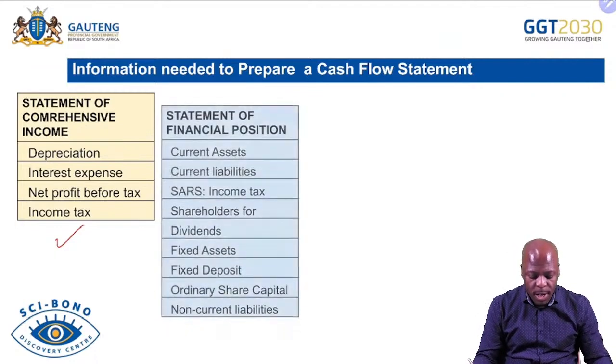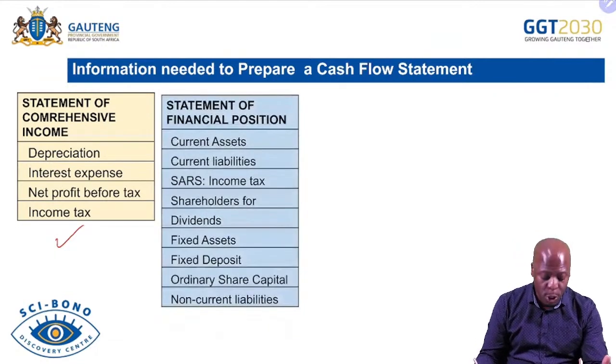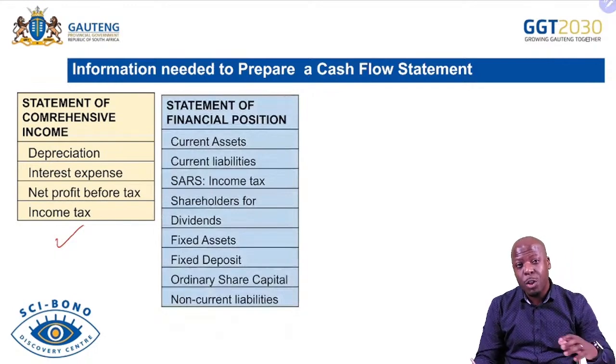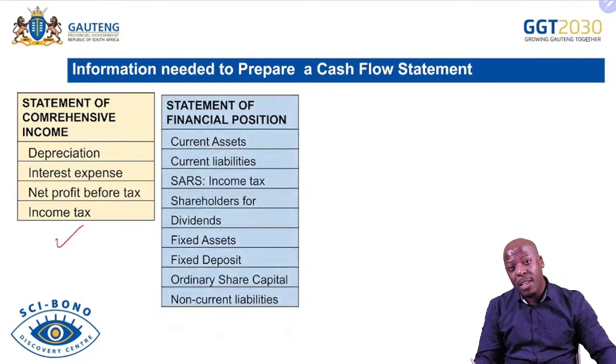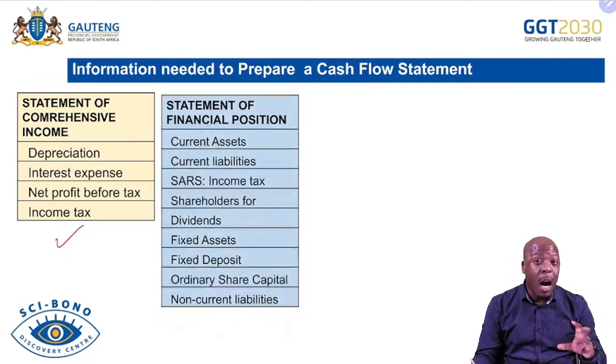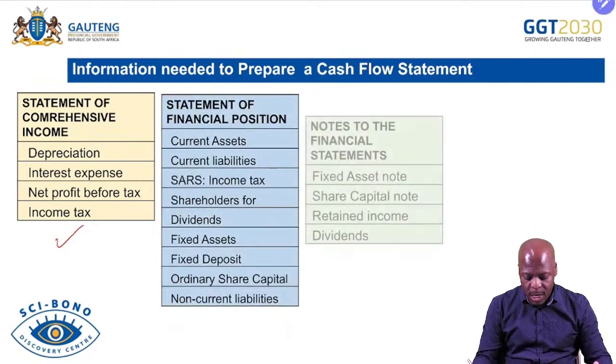The next thing that you need is your statement of financial position. In this place, we are going to be looking at your current assets, your current liabilities, and things such as sales, income tax, shareholders for dividends. And then it is very important that you know your fixed assets as well as your fixed deposits. But more importantly, you need to know your ordinary share capital as well as your non-current liabilities. In today's lesson, I'm going to unpack and I'm going to show you how these things assist us in preparing our cash flow statement.